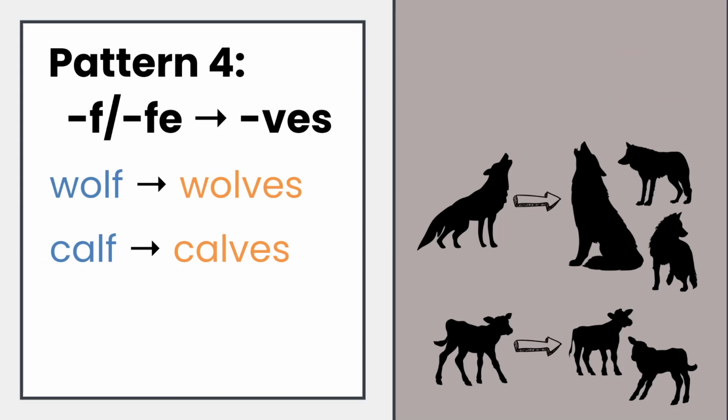Pattern number 4 has to do with when a noun ends with an F or an FE. Many nouns ending in F or FE change to a V before adding ES. Then the plural form is added. So leaf becomes leaves, wolf becomes wolves, calf becomes calves. The F changes to a V because it makes the pronunciation easier. This is sometimes called voicing the final consonant. There are some exceptions. Think of the nouns roof becomes roofs, or cliff becomes cliffs.